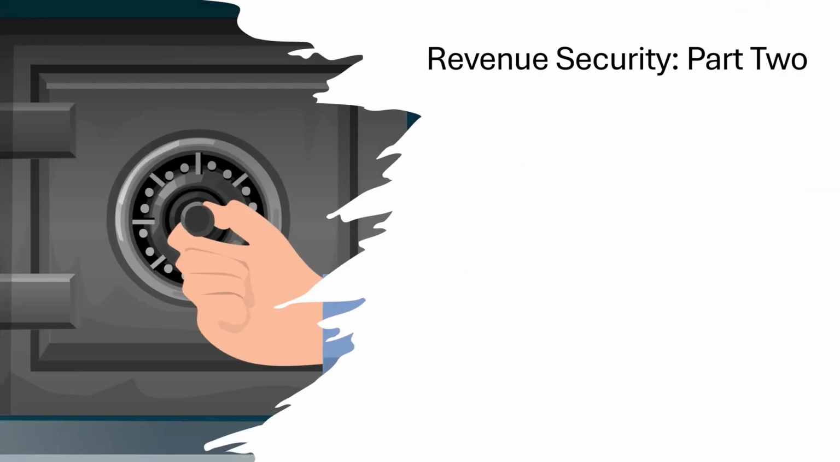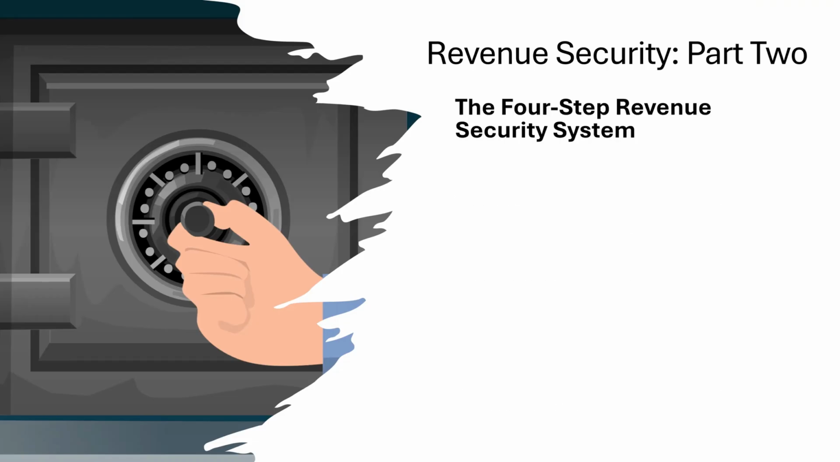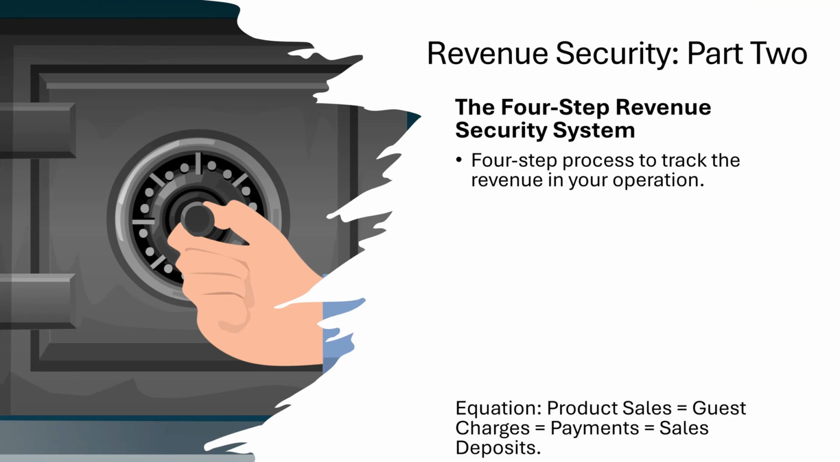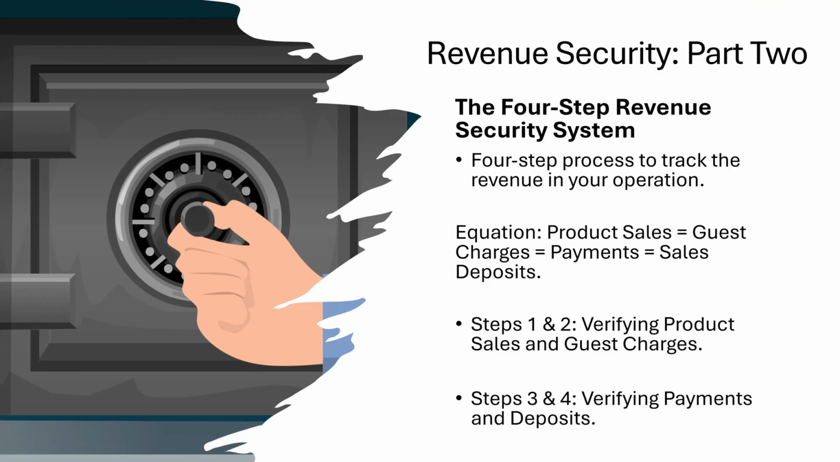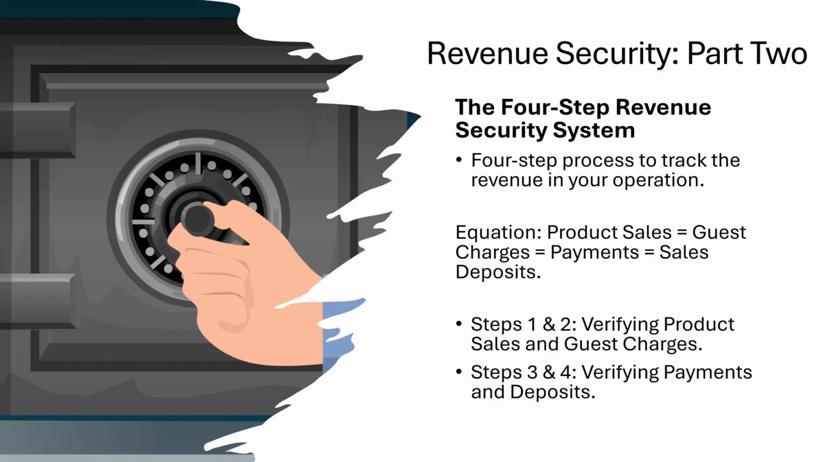Moving on to revenue security part 2. Again, that 4-step system, we've already done 2 of those, right? So here's that equation again. Our product sales all the way through have to equal our deposits. And then steps 1 and 2, we've already talked about, verifying product sales and guest charges. We'll spend some time on 3 and 4, verifying payments and deposits.